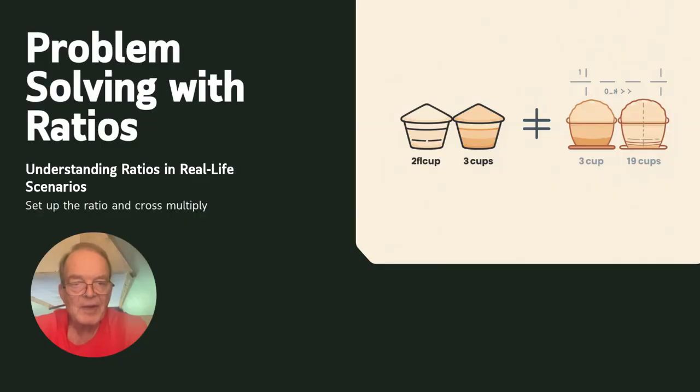You set up a ratio, 2 over 3 equals x over 9. Then you cross multiply and you get 3x equals 18. So x equals 6 cups of flour. This domain rewards students who slow down and set the ratio up correctly the first time, because the math itself is simple once it's set up right.